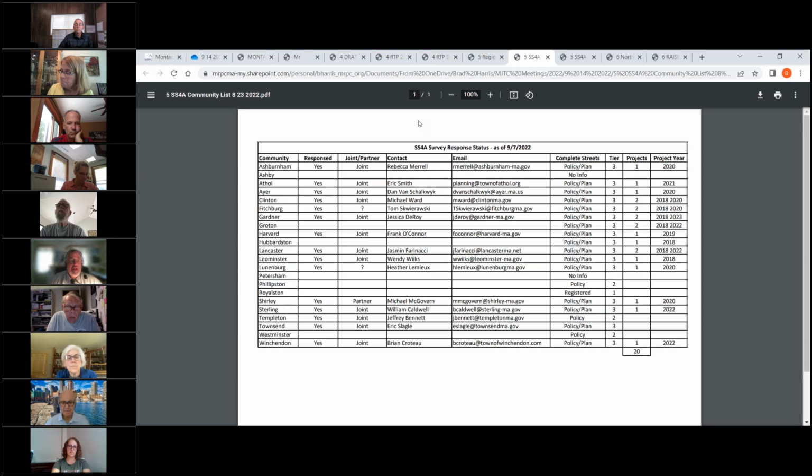You can see them listed here. I've got whether they responded as interested in being a joint applicant or a partner in the process. The differences between them just have to do with whether you want to apply for funds on your own or not. But we assumed everyone would want to be a joint applicant. So that would mean that at some point, if we get the funding, there'll be an agreement to be signed by the communities. We asked who would be the contact person at that community to address issues and talk about this program.